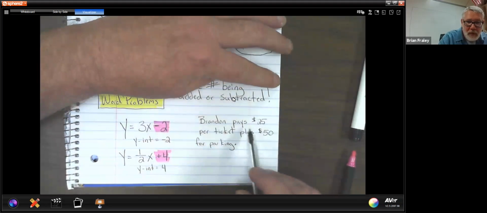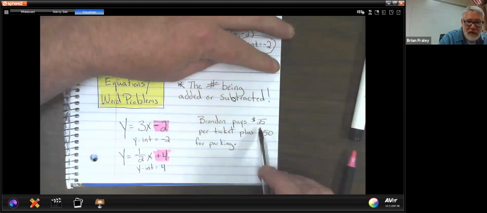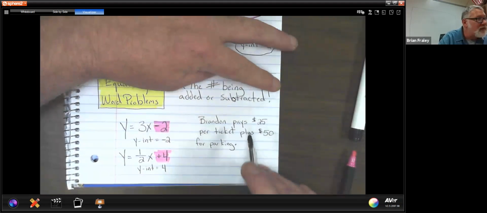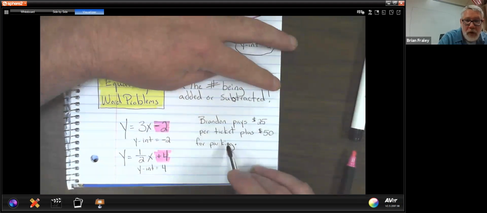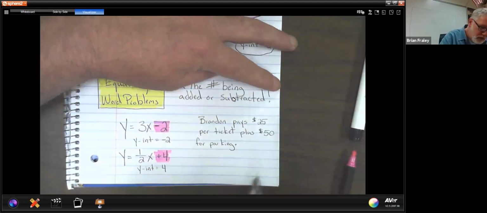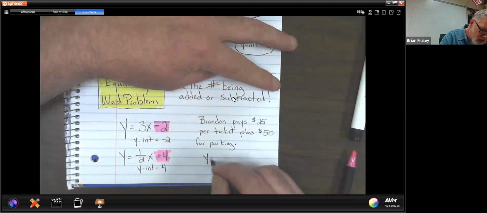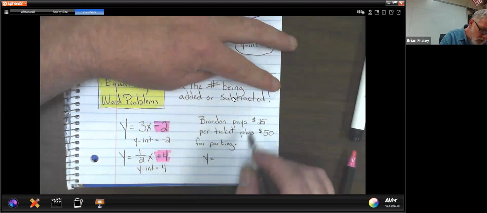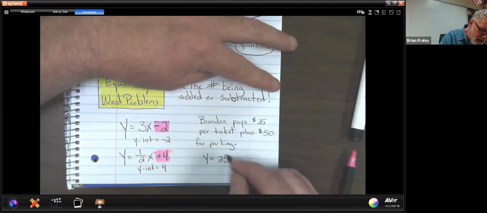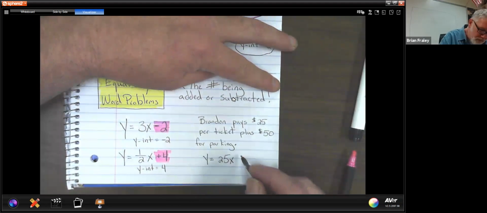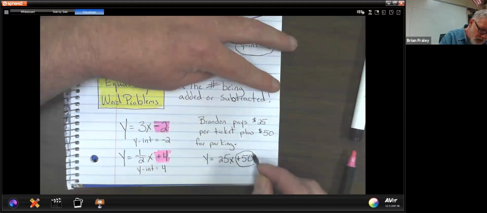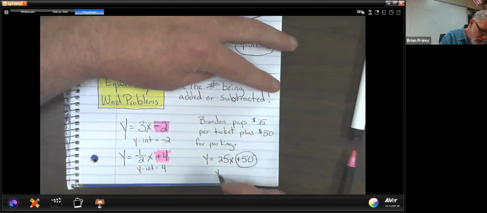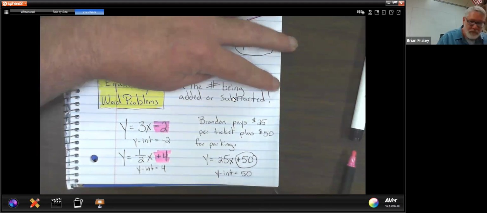Let's look at a word problem. It says Brandon pays $25 per ticket plus $50 for parking. Well, if I wanted to write this equation, y would be the cost of the parking and the tickets together. So it's $25 per ticket. I can say x is my number of tickets plus $50 parking. Circle this, that's what's being added. The y-intercept is equal to 50.